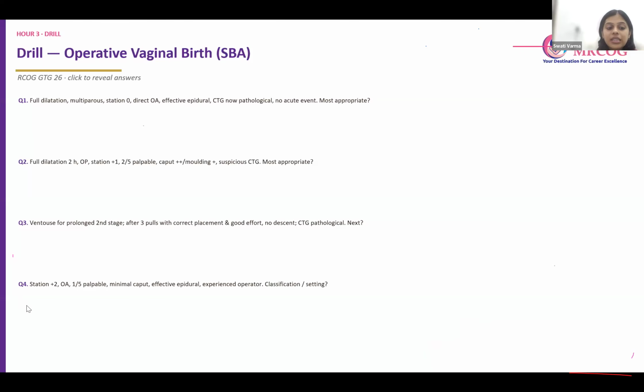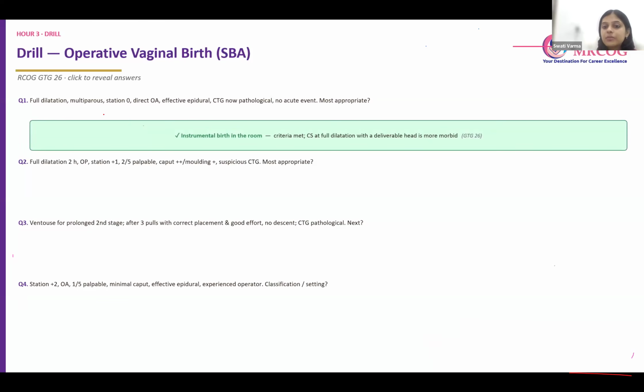Now here we see that station is 0. So it will come to our mind that this is mid cavity, but she is multiparous. All the things are fine. So we need to expedite the delivery. Since other features appear okay and the chances of success may be high because she is multiparous, we can attempt an instrumental birth in the room as the criteria are met. CS at full dilatation with a deliverable head is more morbid, hence try to do instrumental birth.